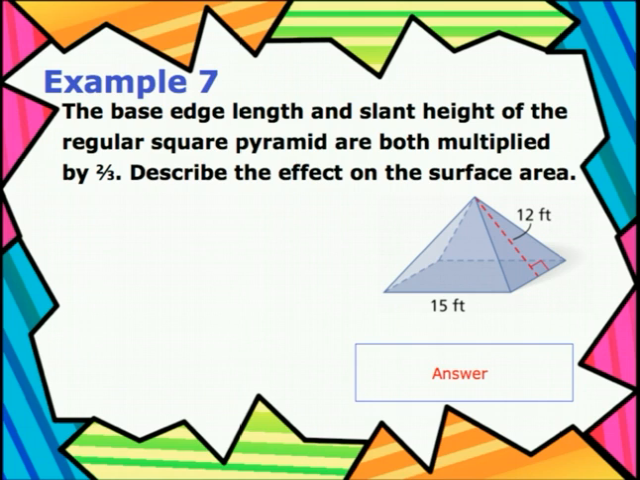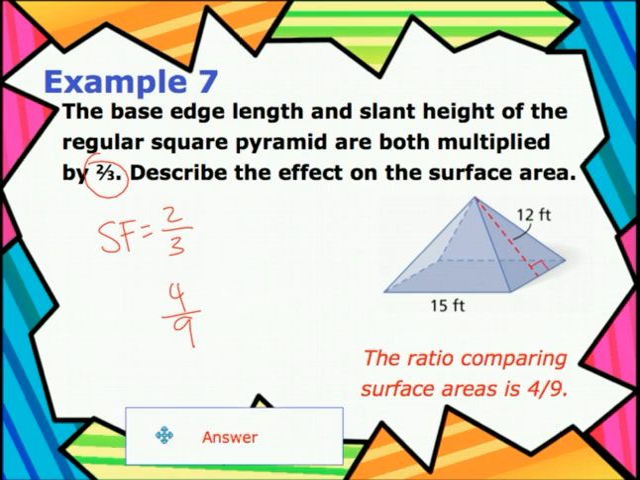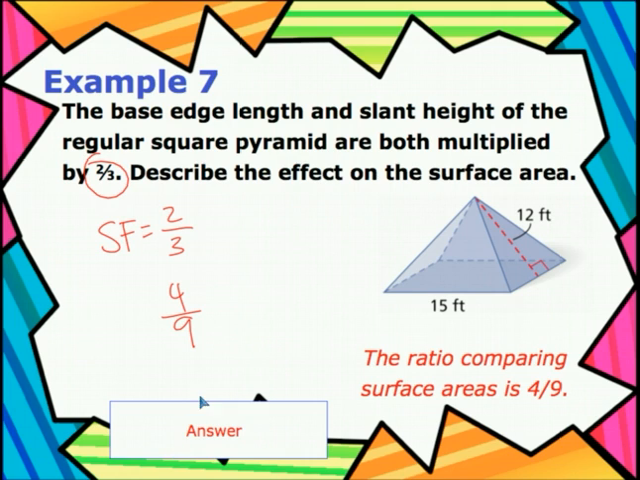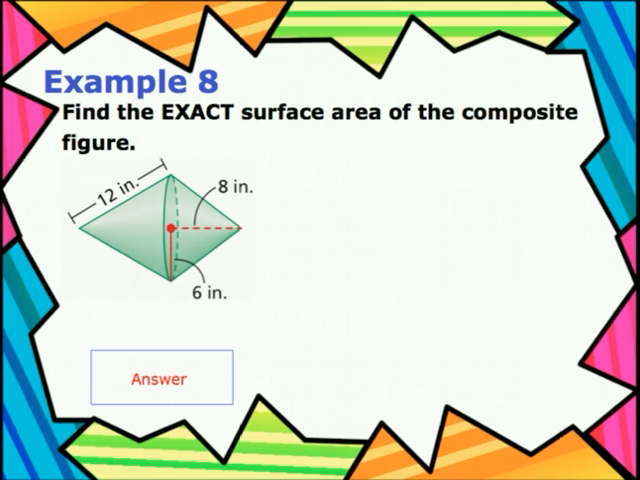On this one, it says slant height and everything's multiplied by 2/3, so your scale factor is 2/3. So the effect on the surface area would be 2/3 squared, which would be 4/9. Ratio of comparing surface areas would be 4:9. And we have a whole lesson over this at the end of the unit. I just bring it up from time to time to remind you so that it's not all overwhelming at the end.